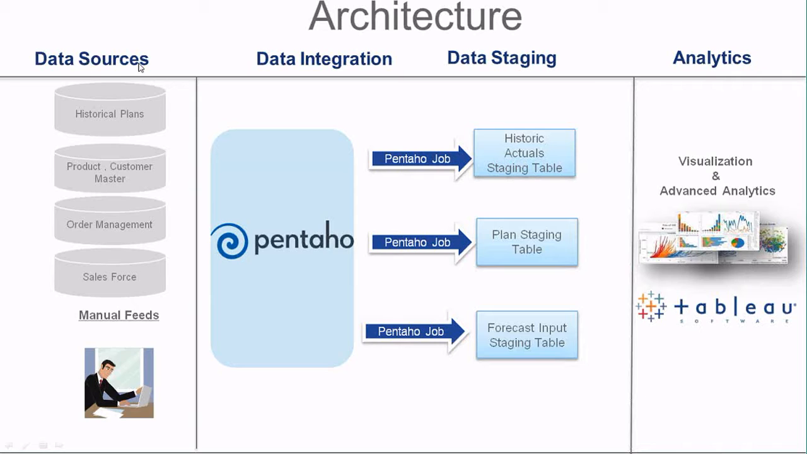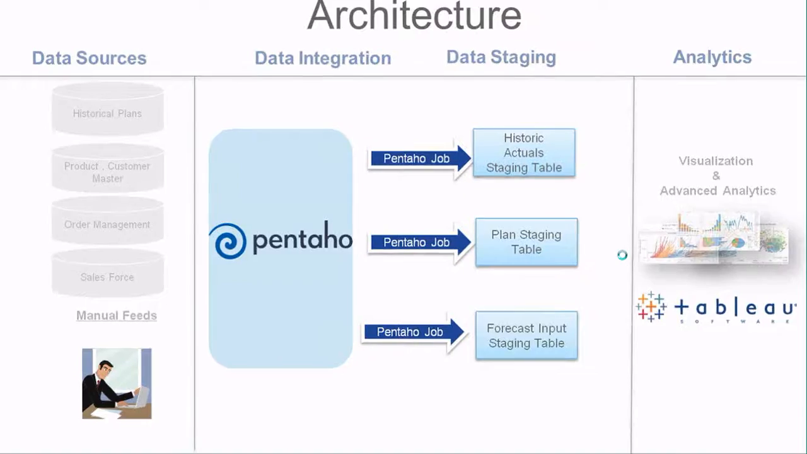Now, the data sources for this planning and forecasting model vary from historical plans to customer data to order management, Salesforce, along with manual feeds. We gathered all these through Pentaho and created data marts and stored the historical plans plus the forecasting input, and then built the visualization using Tableau. Now, let's take a quick look at what the output looks like.